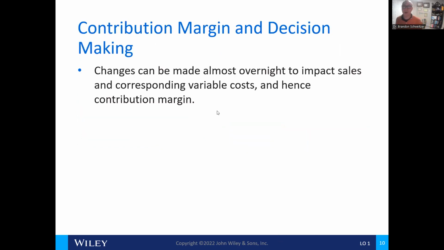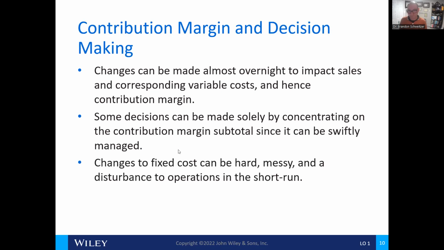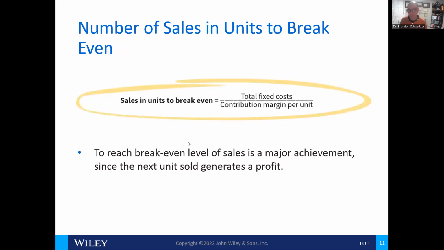Within decision making, contribution margin helps management to make decisions based off of the level of units that should be produced and sold. Since contribution margin is swiftly managed, changes to the fixed costs can be very, very difficult. So that's why oftentimes the decisions are made in the short run.